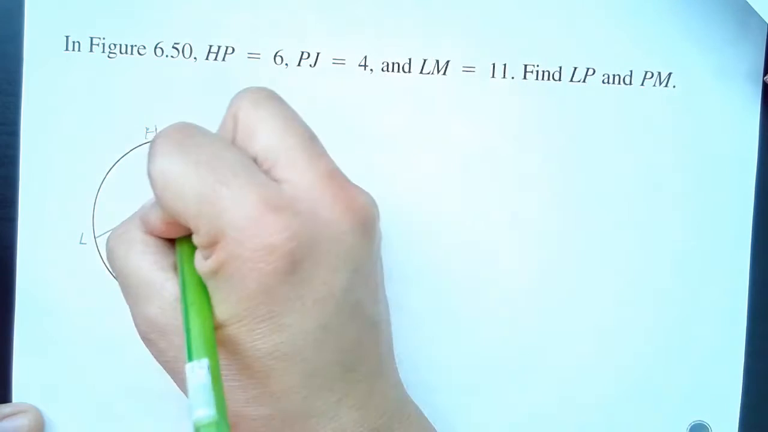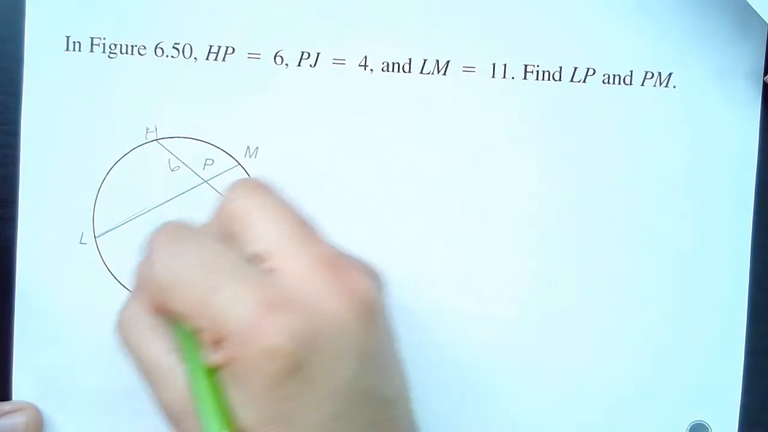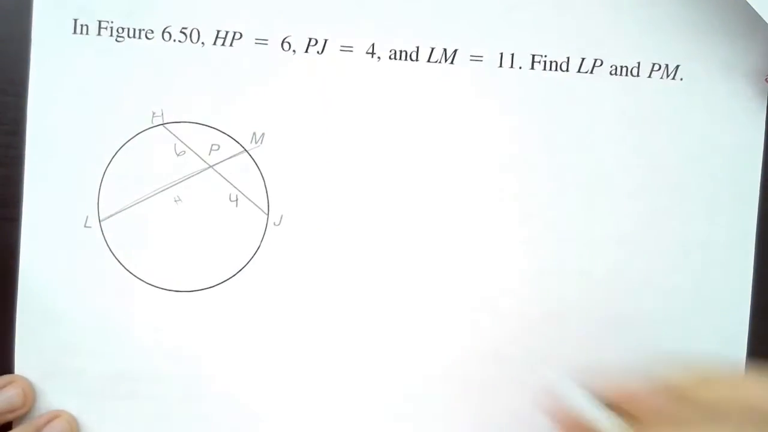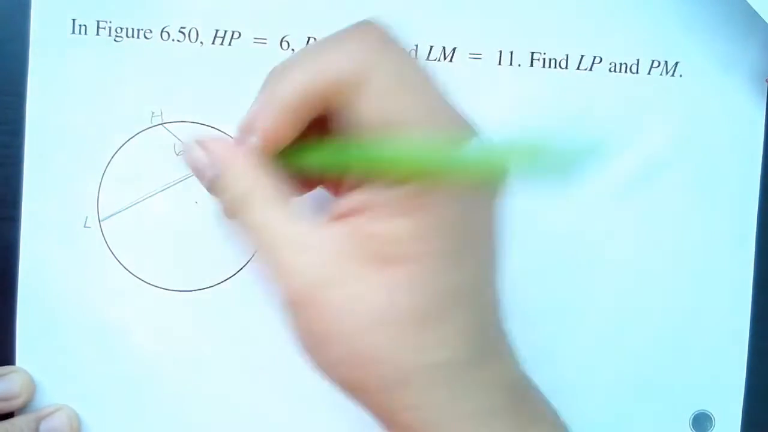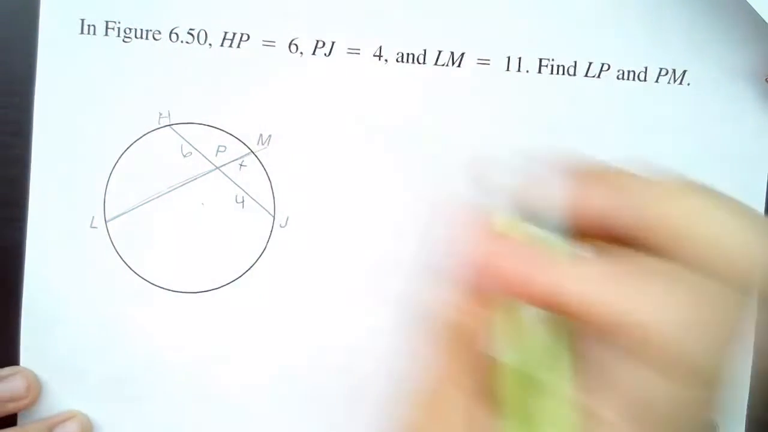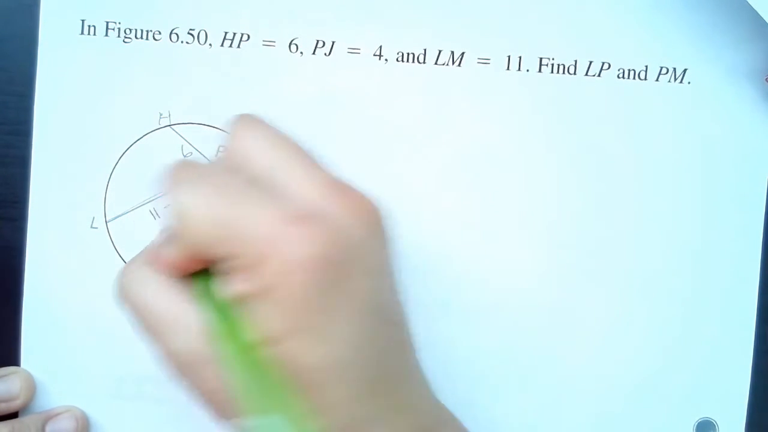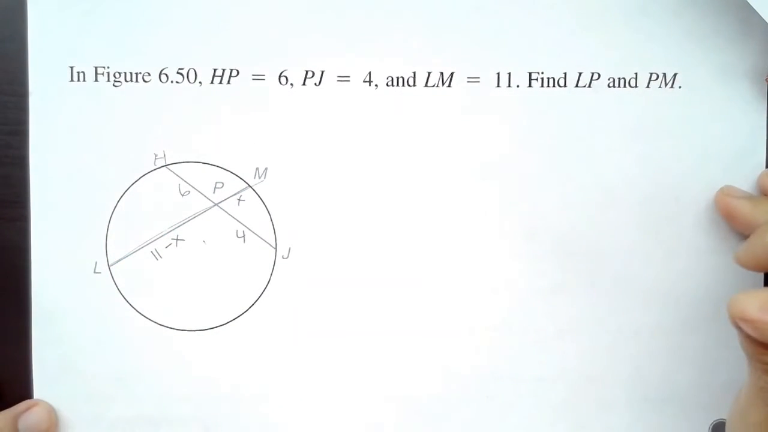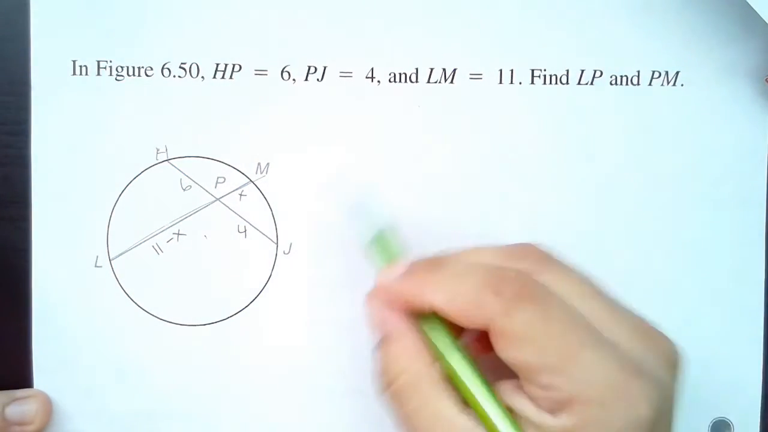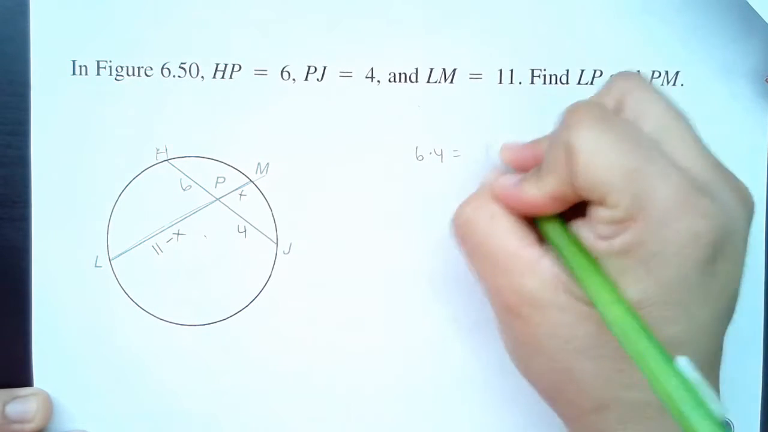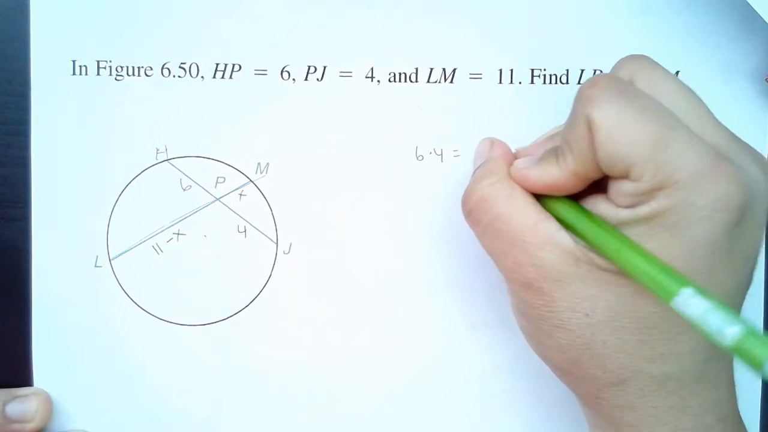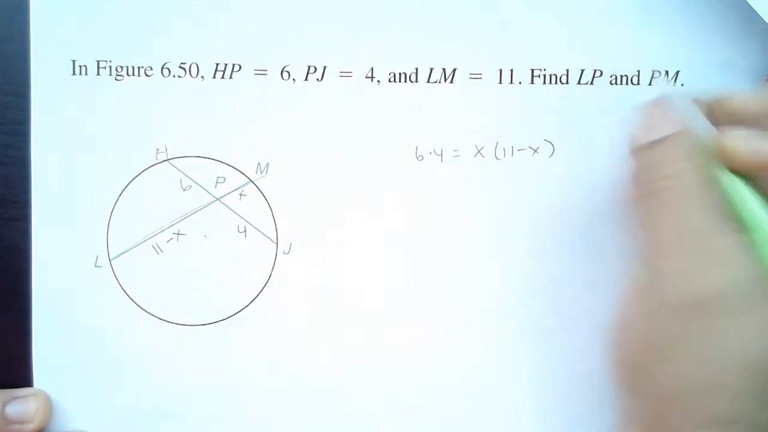Next we have HP is equal to, oh no, we already did this, right? Oh no, we have a different one. So we have HP is 6, PJ is 4, and the whole thing here is 11. So let one of them be x. If this is x right here, then the other piece has to be 11 minus x, because together they make up 11. Because the whole thing is 11. So we just plug in: 6 times 4 is equal to x times 11 minus x. So this is 24 is equal to 11x minus x squared, distributing.